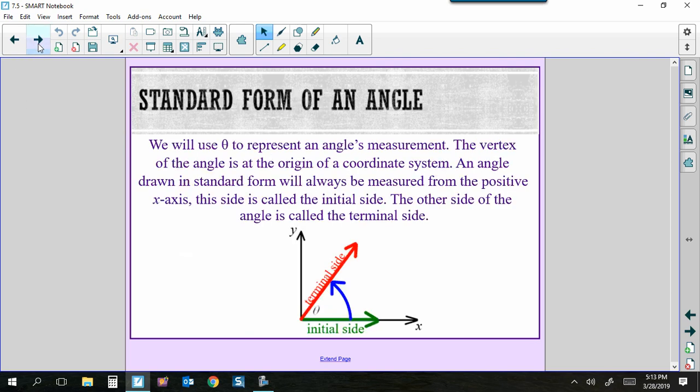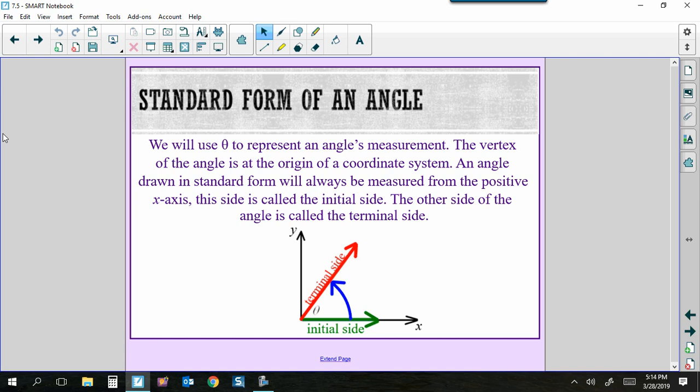We are going to also go over how to graph an angle on a coordinate plane. So you guys have some fill in the blanks that you're going to need to fill in right now. We will use theta to represent the angle's measurement. The vertex of the angle is always going to be at the origin of the coordinate system if you're graphing in standard form. An angle is going to be drawn. It's going to be measured from the positive x-axis. That's where you always start.